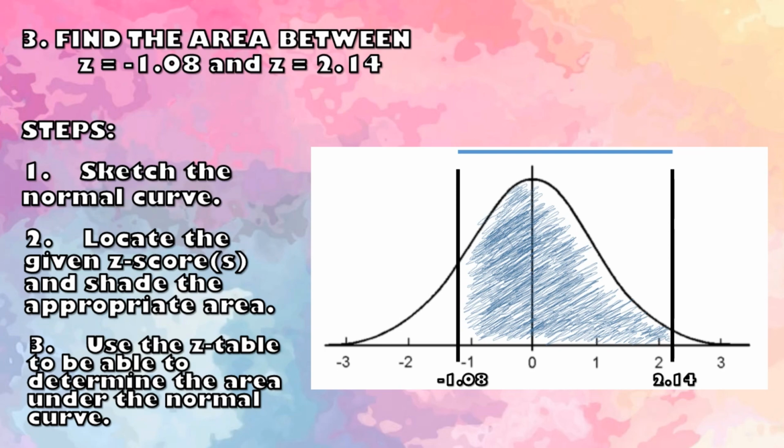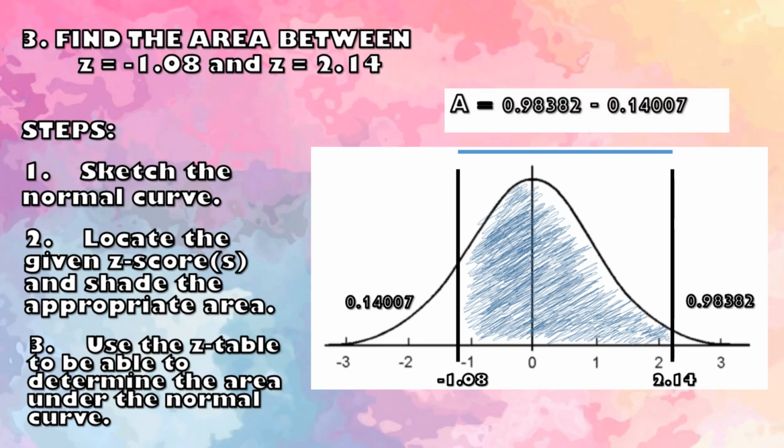But we should subtract the results of the left areas of the two given z-scores. The left area of z equal to negative 1.08 is 0.14007. And the area to the left of z equal to 2.14 is 0.98382. So, 0.14007 is subtracted from 0.98382. Therefore, the area between z equal to negative 1.08 and z equal to 2.14 is 0.79813.